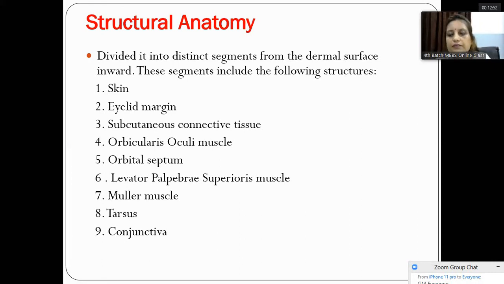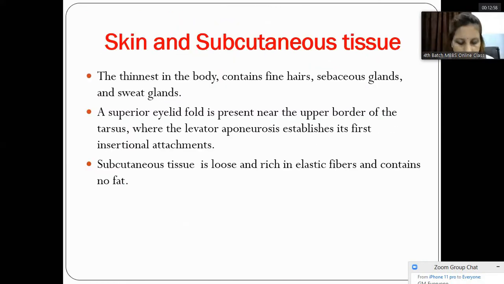So from the skin and subcutaneous tissues we will discuss. So it is the skin. What are the peculiarities of the eyelid skin? It is the thinnest in the body and contains fine hair, sebaceous glands and sweat glands. The superior eyelid fold is present near the upper border of the tarsus, where the levator aponeurosis establishes its first insertional attachment, and subcutaneous tissue is loose and rich in elastic fibers and contains no fat. So these are the peculiarities of the eyelid skin.